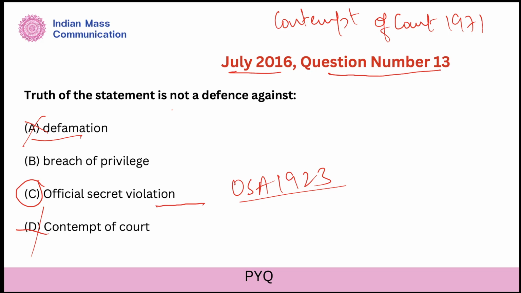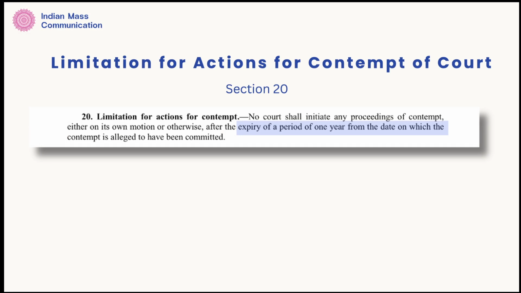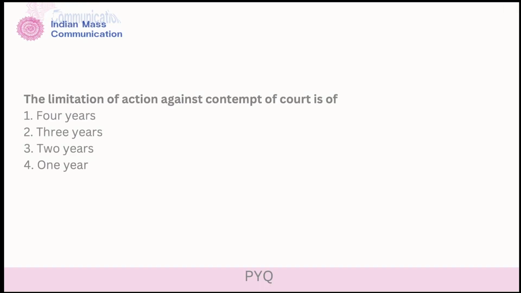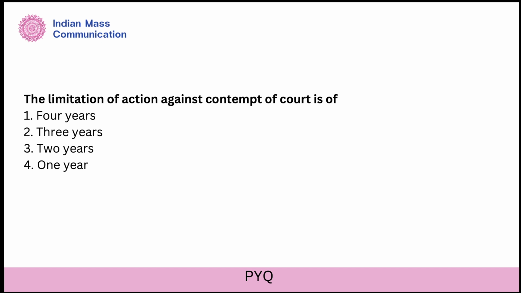Moving forward, there is also a limitation for actions of contempt of court. So the time frame to file a case against somebody is 1 year. In this 1 year, no court shall initiate any proceeding of contempt of court either on its own motion or otherwise after the expiry of a period of 1 year from the date on which the contempt is alleged to have been committed. So there has been a PYQ on this fact, that the limitation of the action against contempt of court is 1 year.